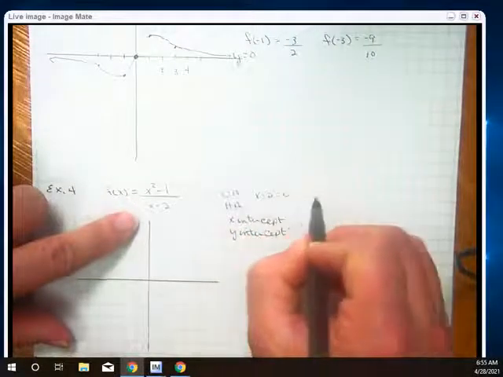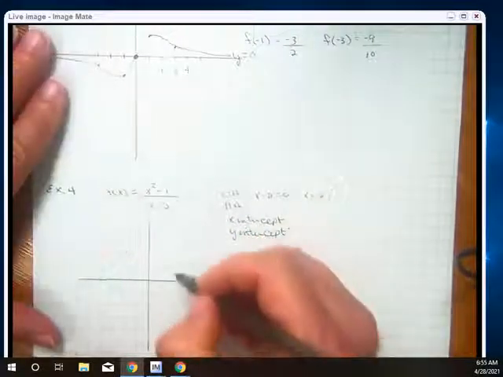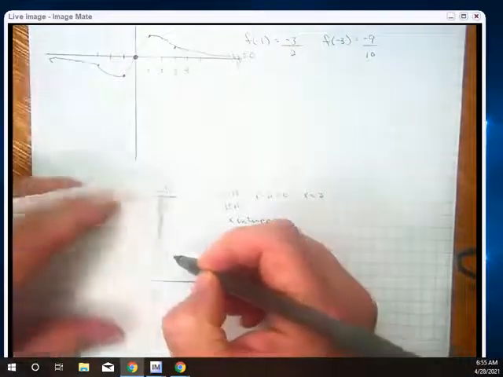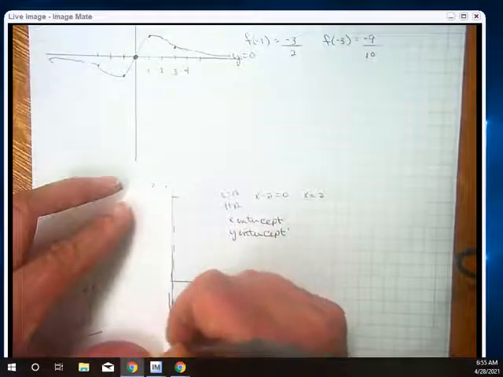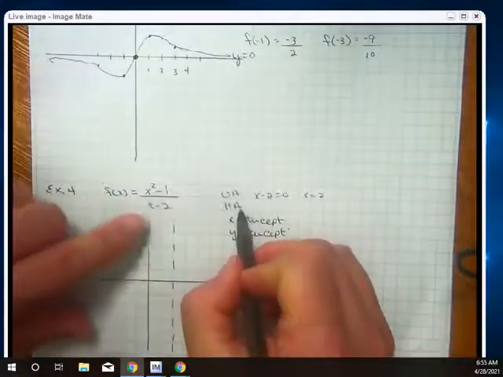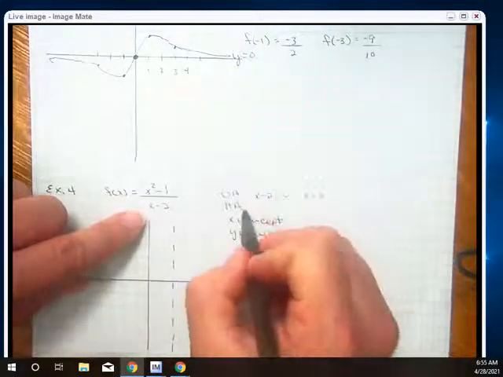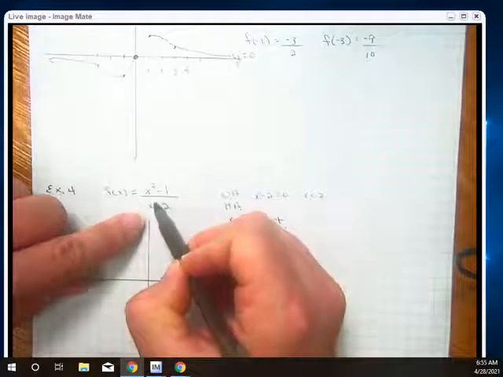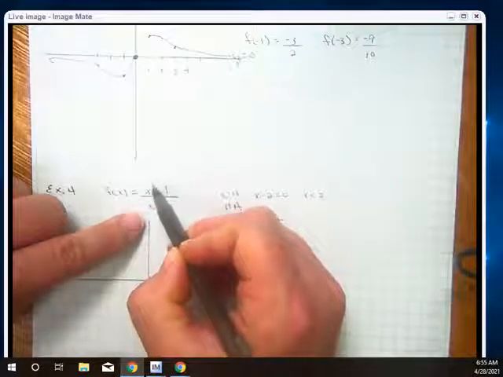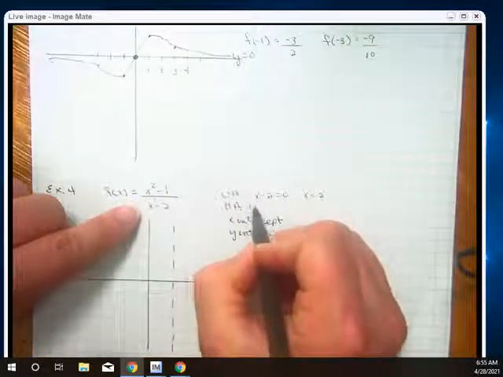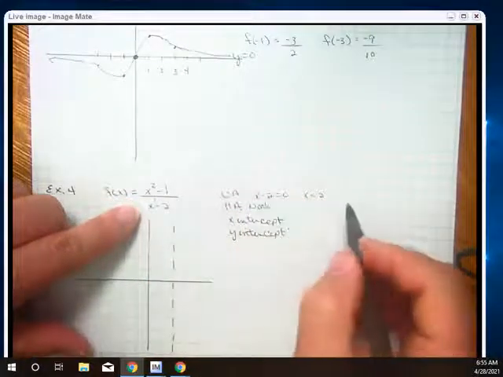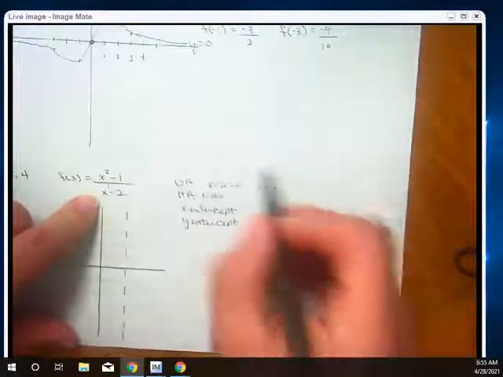Vertical asymptote. Always set that denominator equal to 0 and solve. We have a vertical asymptote at x equals 2. Using a straight edge, draw in your line. The horizontal asymptote, we've looked at cases where the exponent is the same and where the exponent is smaller on top than the bottom. Since the 2 is bigger than 1, there will be no horizontal asymptote. It will be oblique or slanted.